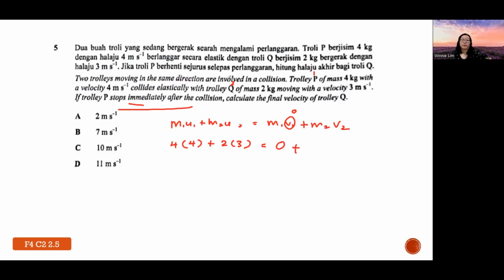And m2 refers to the mass of Q, so it's still 2v2. Our purpose is to find v2. So simplify the equation: 2v2, you will actually get 4 times 4, 16, plus 2 times 3, 6, and then you get 22. Then finally, we will have v2 equals 22 divided by 2, and hence we get the answer as 11 for part D. This is how you get the answer for this part.